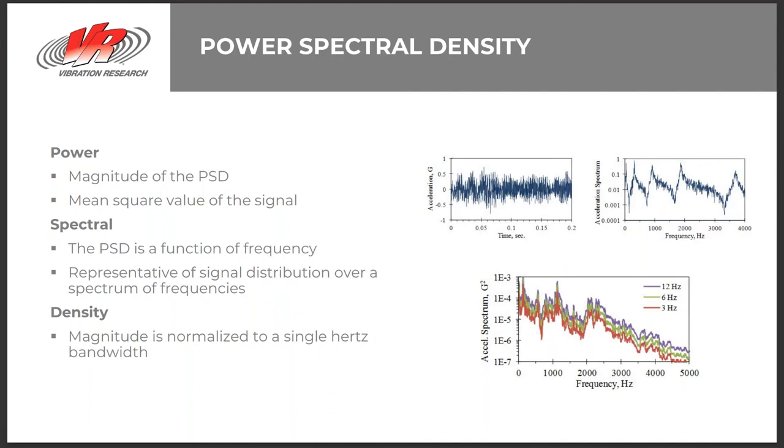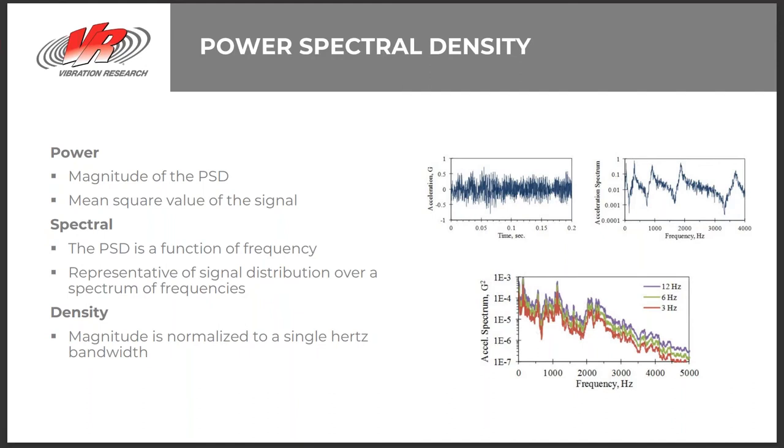So then lastly, density, that's the magnitude of the PSD is normalized to a single hertz bandwidth. For example, for a signal with an acceleration measurement in unit G, the PSD units are G squared per hertz. So that G squared is the power and the dividing by hertz is the density. Because we are normalizing this from a power spectrum into a PSD by dividing by the bandwidth of the test.